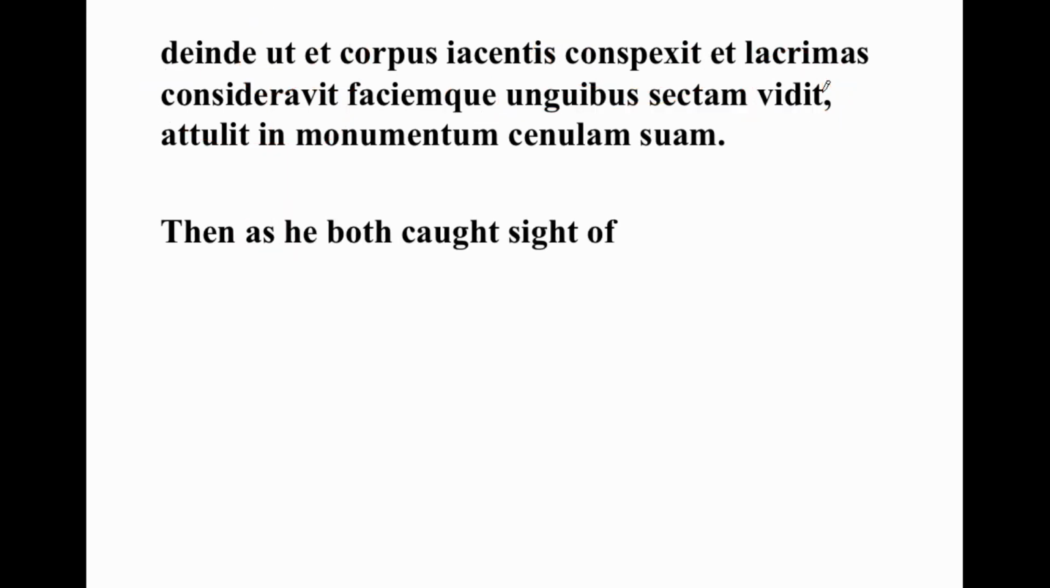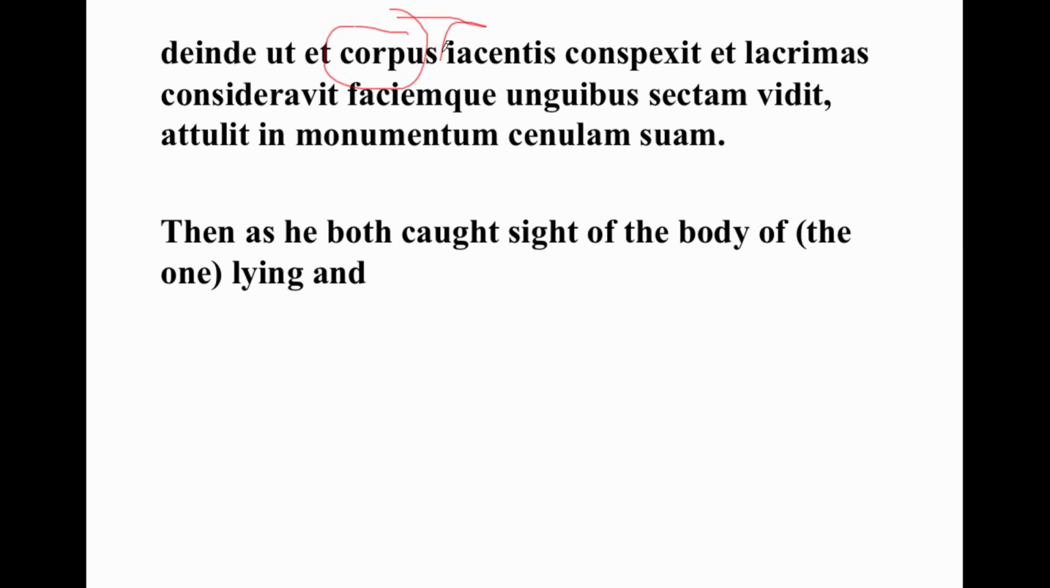Then, as he both caught sight of, conspexit, what did he catch sight of? What he caught sight of was corpus, and then a genitive of the present active participle, the body of the one lying. We have seen this writer do this plenty, by the way. This writer likes to use present active participles to describe people and doesn't even then have the noun, okay? Just uses the present active participle all on its own. Remember earlier, the woman was the one afflicting herself, afflictantem se, okay? So now the man is just of the one lying, okay? So he caught sight of the body of the one lying and lacrimas consideravit, considered the tears.